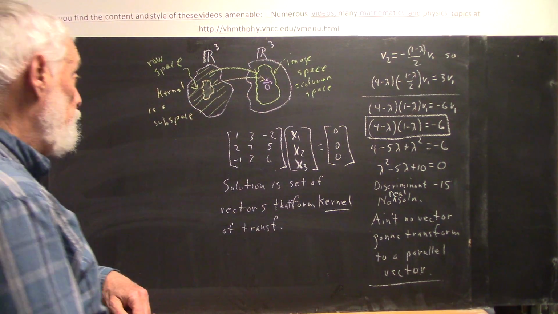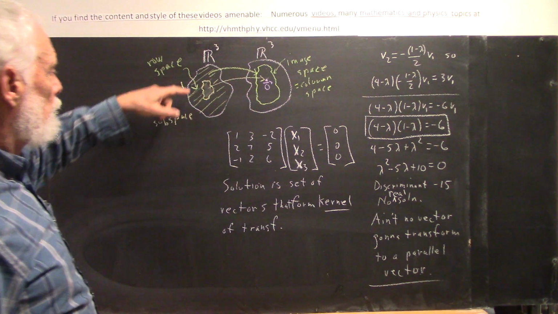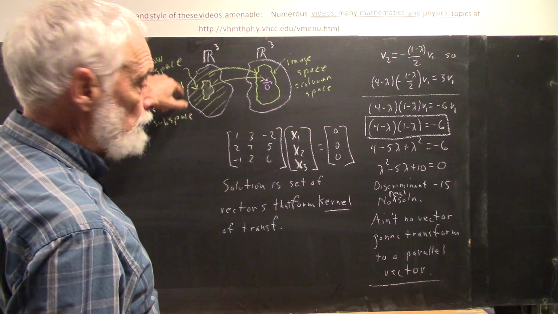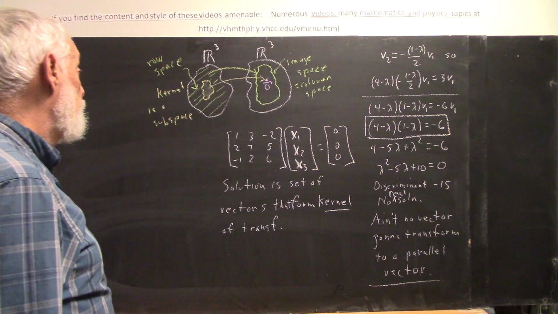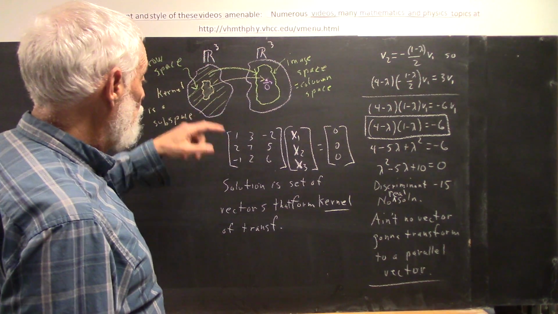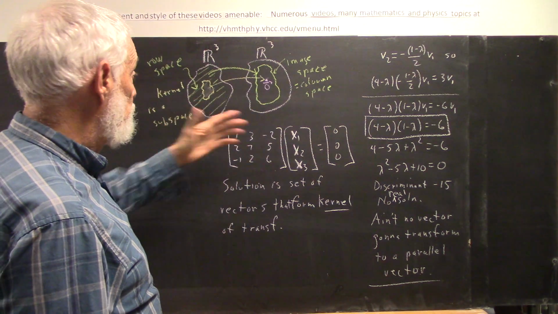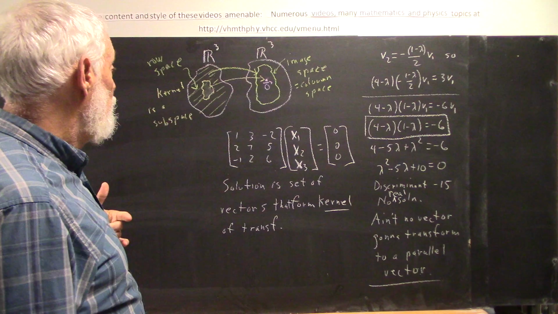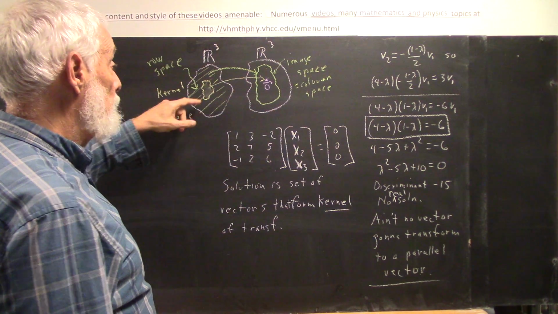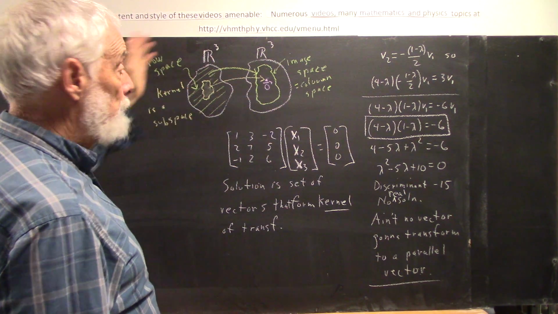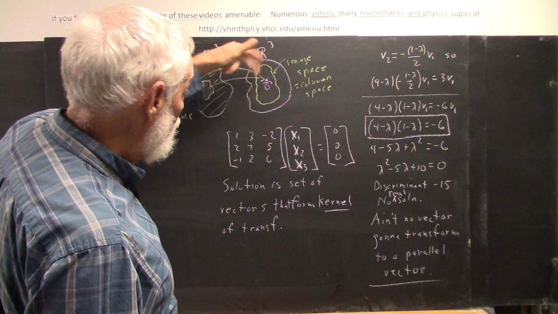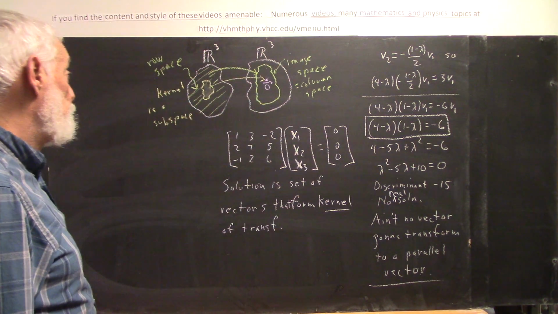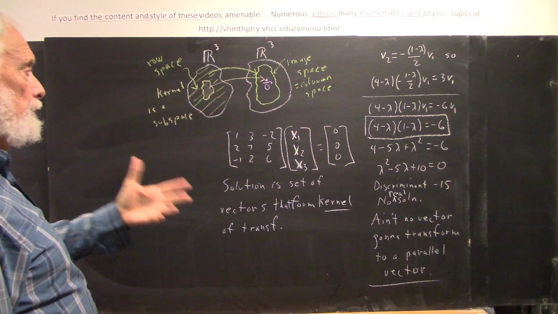Okay, actually I just fixed the picture, so this is all right. Everything in the kernel maps to 0. Everything outside the kernel is in the row space. And everything in the row space except the 0 vector maps onto a non-zero vector over here. That's a picture you just kind of need.